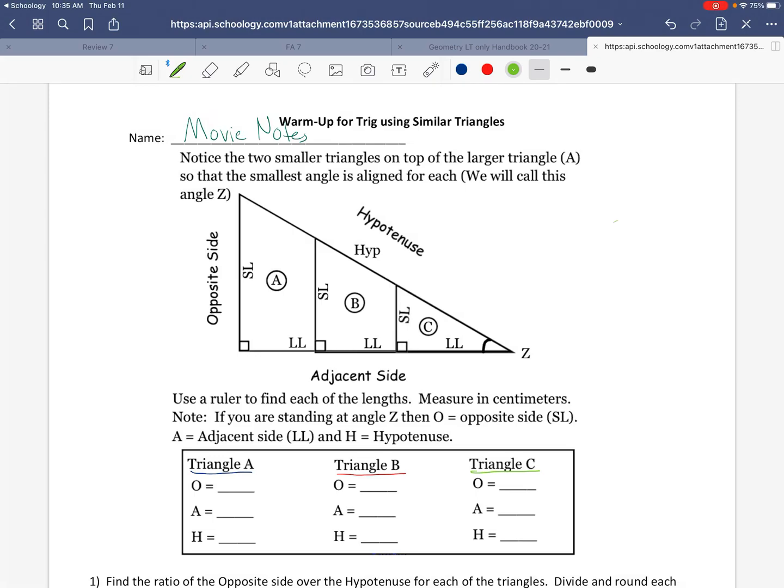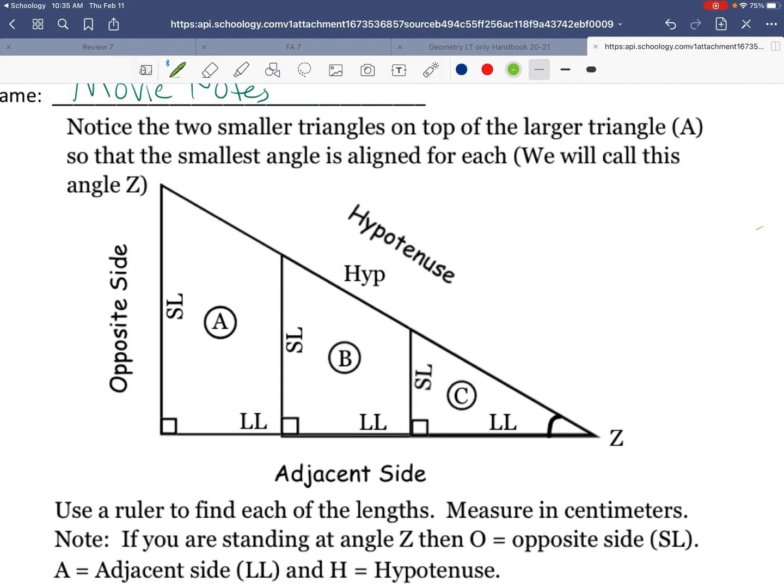Hello, this movie is a warm-up for Trig using similar triangles. So this movie is to show you where these trig functions come from. Let's look at the top of this page. Notice that the two smaller triangles are sitting on top of the larger triangle.